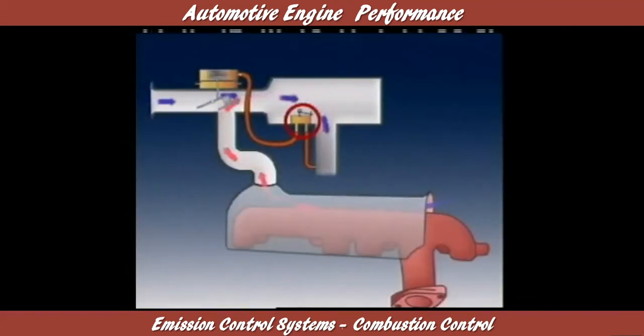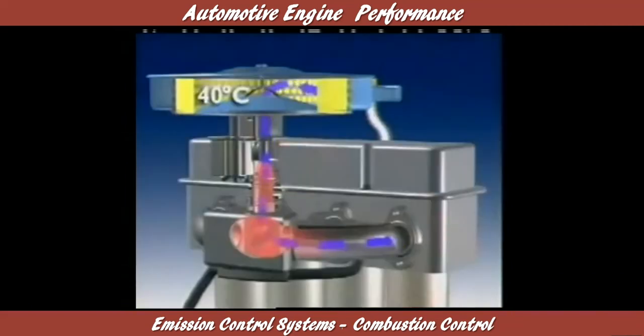One control system uses a temperature-sensitive valve inside the air cleaner. It operates a flap that blends the hot air with cool air, so that the carburetor receives air at about 40 degrees Celsius, regardless of outside air temperature. Maintenance of this temperature assists vaporization of the fuel, particularly when the engine is cold.